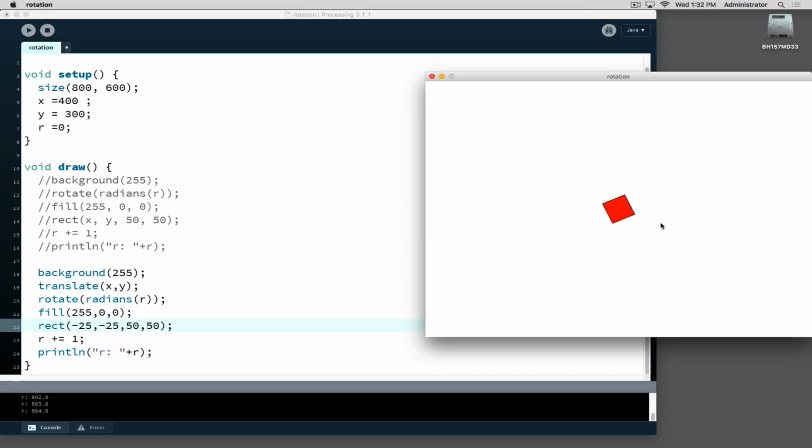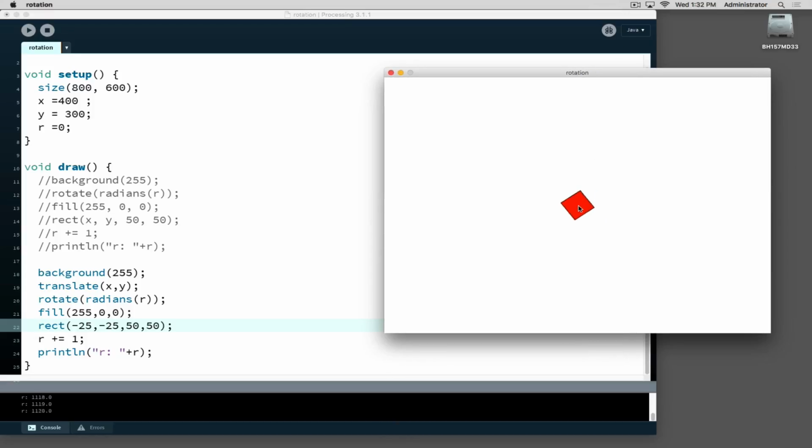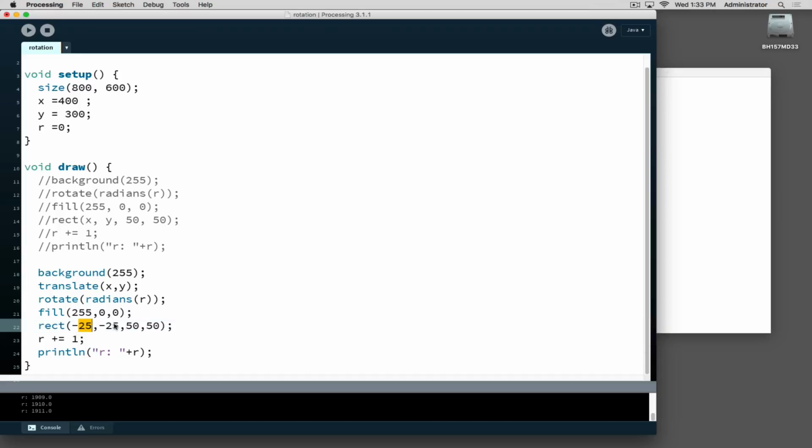So we have translated to 0, 0, the middle of the screen, and then we said draw the box so that it's drawing the box offset by half of its width and half of its height. And by using that technique, we are now able to have objects rotate around their center points.